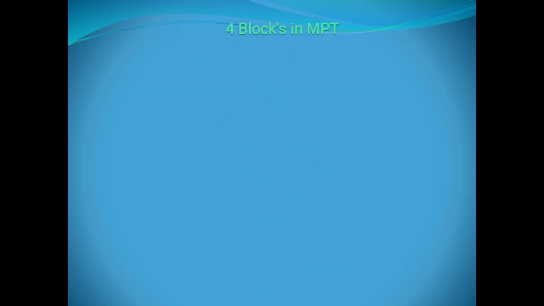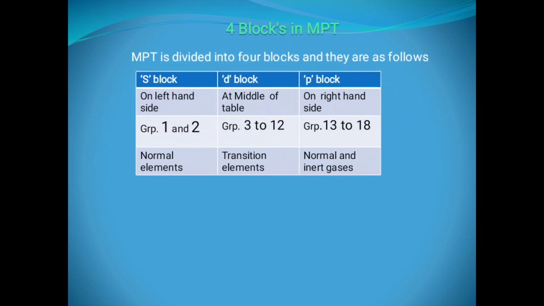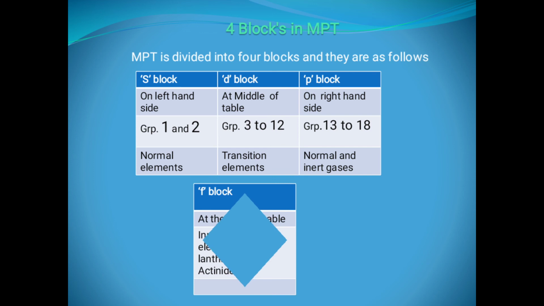Next, the periodic table is divided into 4 blocks, known as the s block, p block, d block and f block. These blocks are important. First we will see three blocks: s block, d block and p block, because the f block is at the base of the modern periodic table. That's why we write the f block at the base. Where is the s block? It is on the left hand side, the p block on the right hand side and the d block in the middle of the table. The f block is at the base of the modern periodic table.